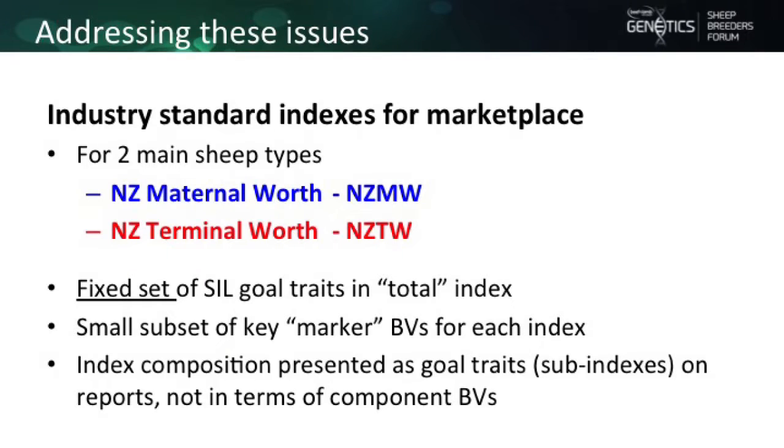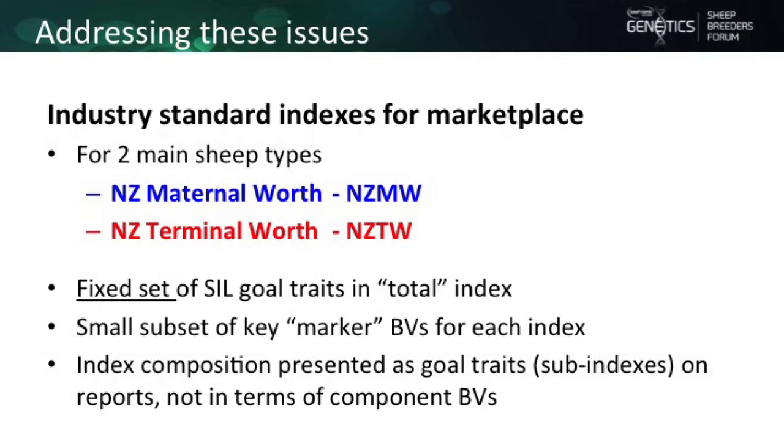And there's a fixed set of goal traits in the index, and this is where the debate comes. What should be in there? What defines those traits? And rather than having all those different BVs there, we don't want to simplify it by saying we're going to base the index on only 3 or 4 key BVs. We'll have under the hood all the BVs and sub-indexes you're used to for the goal traits we predict. But we'll promote just a small number of BVs as being things to put alongside an index in the marketplace when you're selling rams or buying rams.